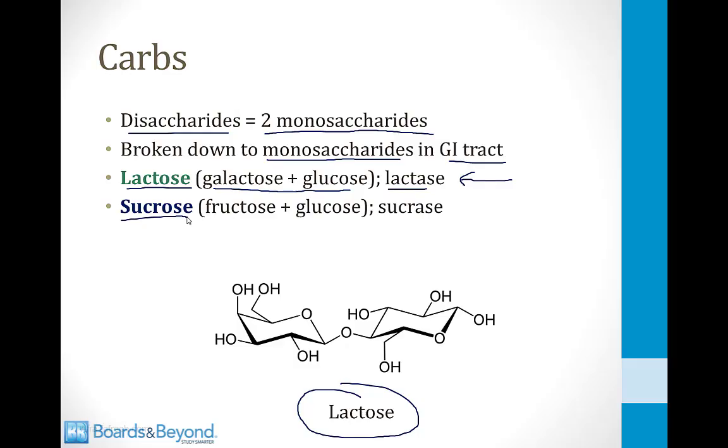The other important disaccharide for you to know is sucrose, which is what's found in table sugar. It's the kind of sugar you put in your coffee at Starbucks, and it contains fructose and glucose, and the enzyme sucrase in the GI tract breaks this down into the monosaccharides.